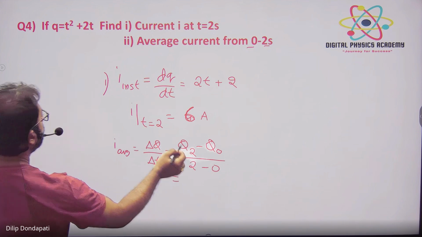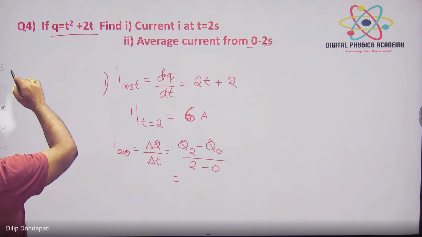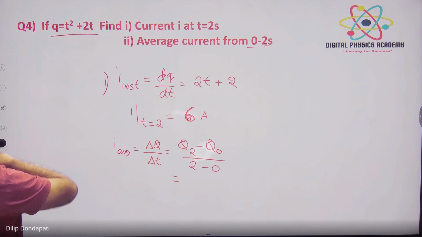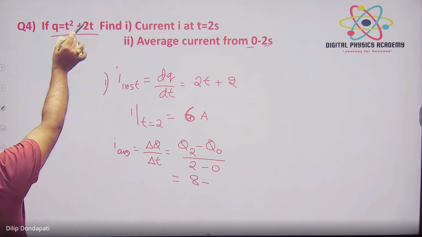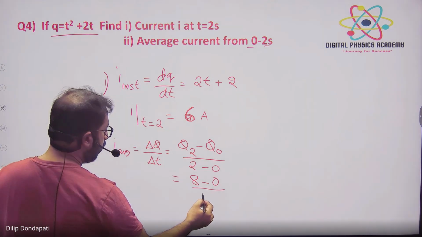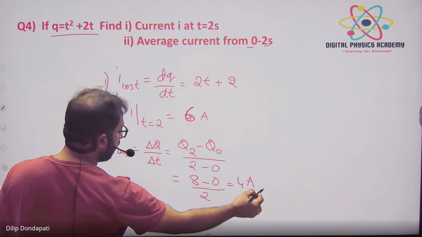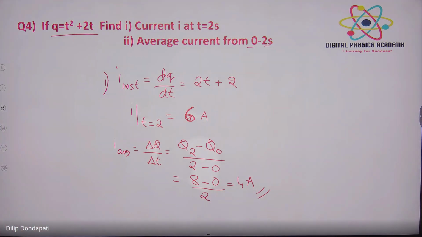Charge flown in 2 seconds means just substitute into the charge expression. So 4 plus 4, 8, minus charge flown in 0 seconds. Substituting 0 gives 0, divided by 2. So 8 by 2 is 4. 4 ampere is the answer.